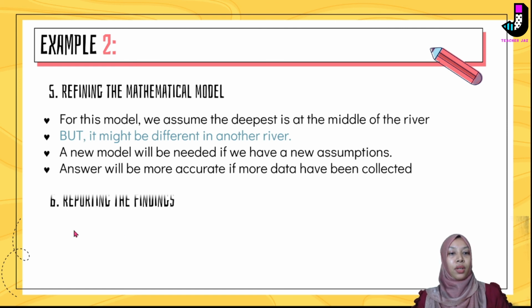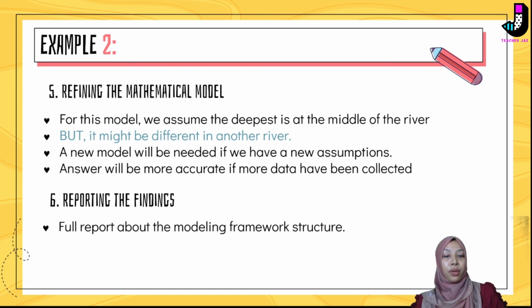Okay, you can do the reporting of the findings. You can write down the full report about the modeling framework structure. It might be like this: based on the data obtained by the hydrologists, it seems that the depth of the river at different distances from the riverbank rises and falls just like a quadratic function. Therefore, the general quadratic function has been used to get the possible quadratic function for the depth of the river.